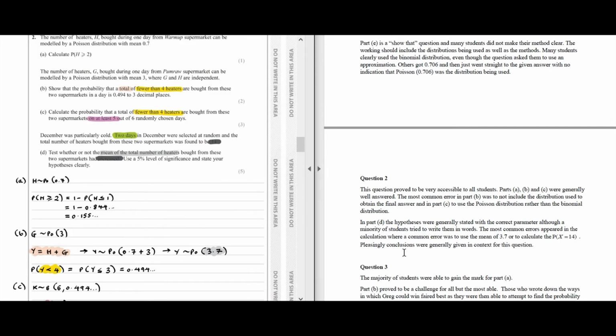December. Pleasingly, conclusions were generally given in context of this question. It's actually quite important. Whenever you give your conclusions, make sure that it's in context.